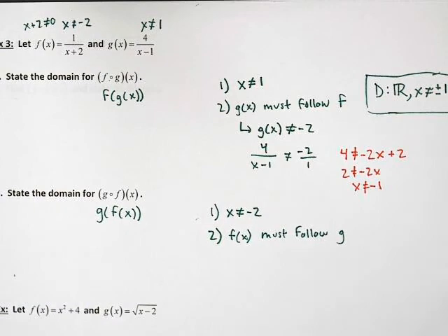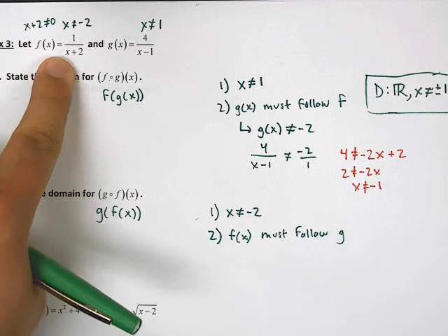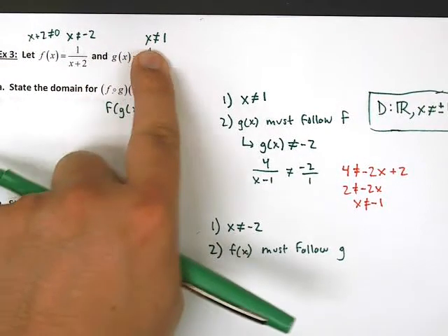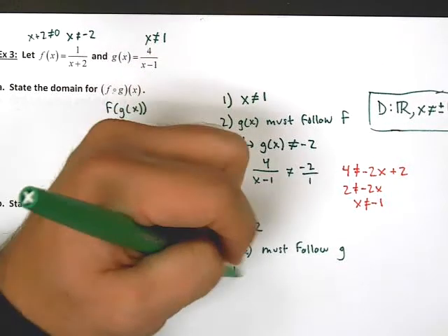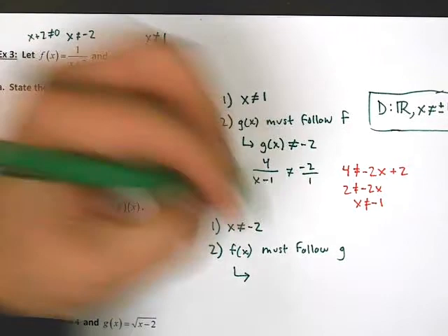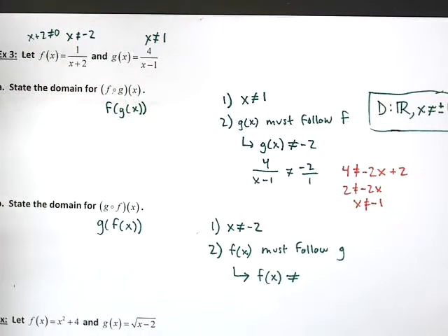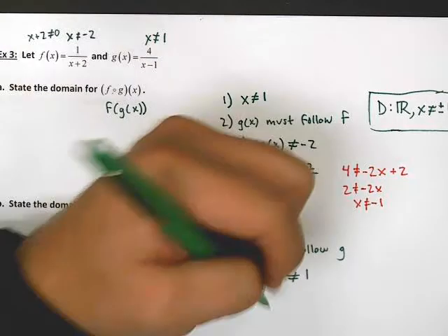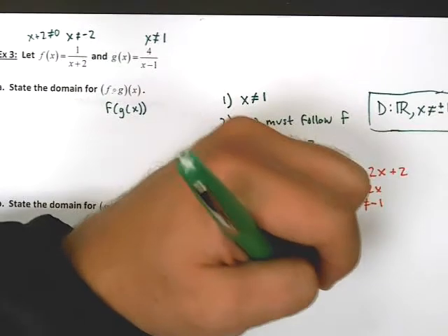And we do that because now we know that our f function, or 1 over x plus 2, is what? What do we have to say? It is not equal to 1, because that was our restriction from the g function. So, f of x must follow the same restrictions as the g restrictions, or 1 over x plus 2 cannot equal positive 1.